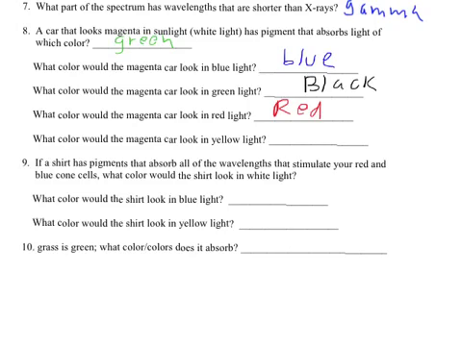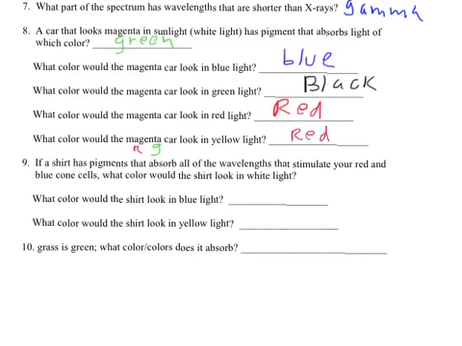What color would it look in yellow light? Now remember, yellow is a combination of what two colors? Red light and green light combine to make yellow light. So you can think of it as red and green light hitting the car, but the green is going to get absorbed, leaving only the red to go into my eyes. The car will look red.